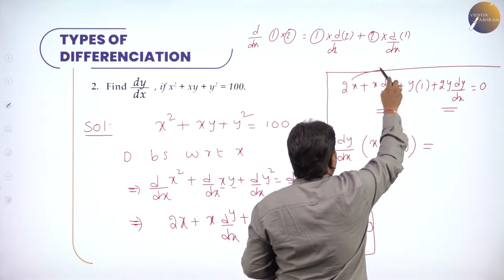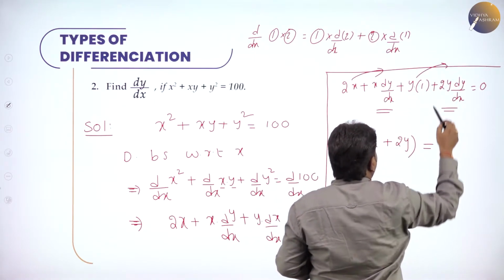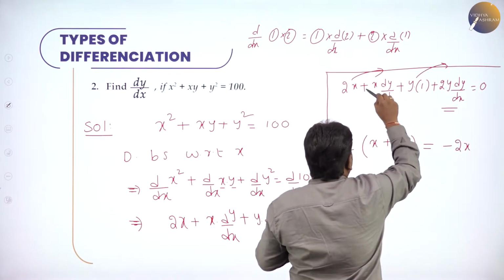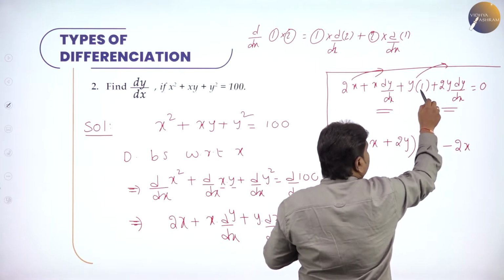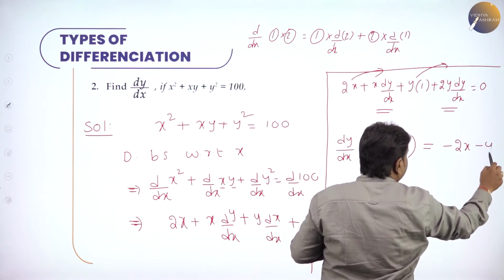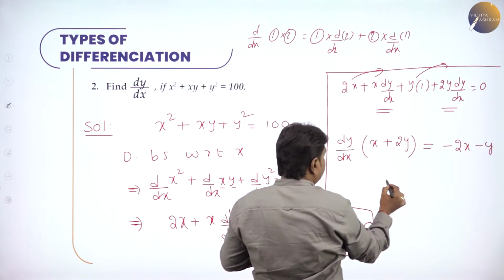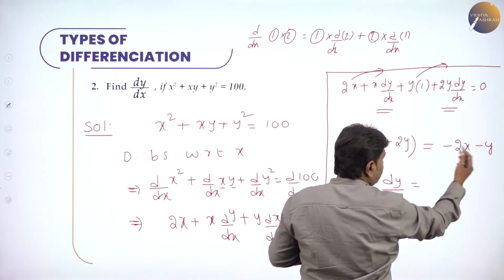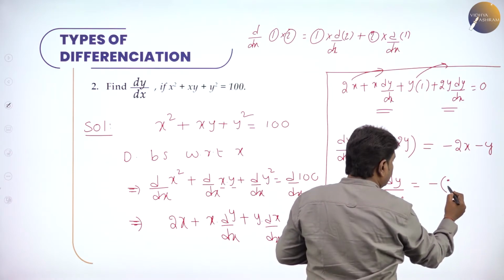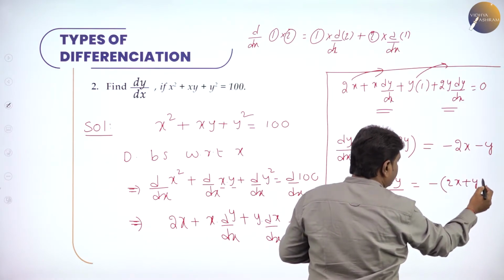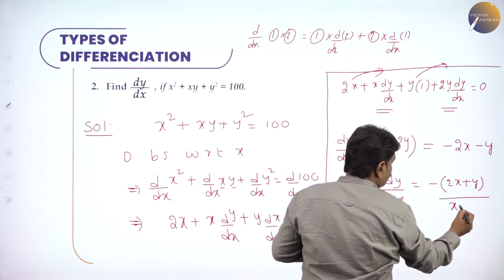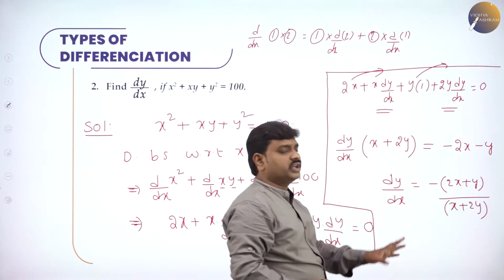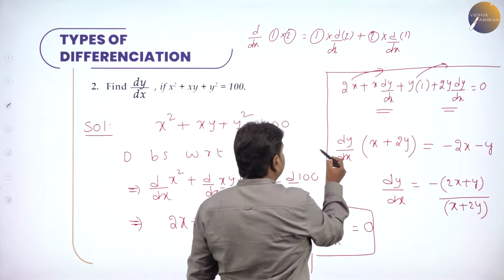So 2x you transfer to RHS, y you transfer to RHS. So 2x goes that side, it will become minus 2x, and y, here y into 1 is y, transfer that side, it will become minus y. So we need dy by dx. So dy by dx is equal to minus, I can take minus common, minus of 2x plus y divided by x plus 2y, or we can also say negative of y plus 2x by x plus 2y. This is dy by dx.